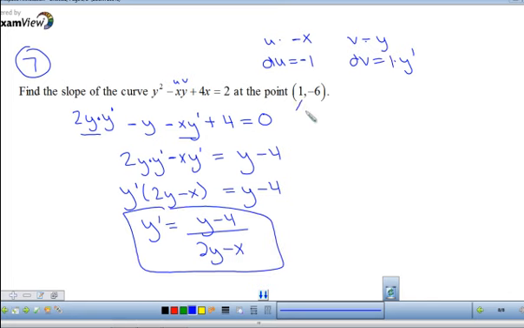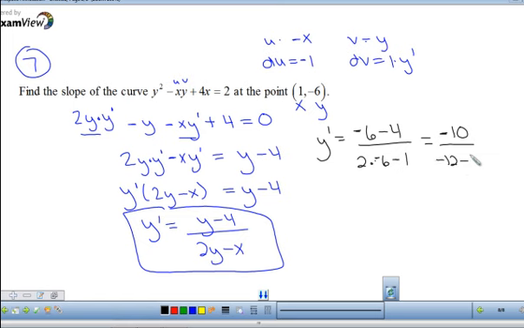So now I'm going to substitute x and y. So y prime is going to be negative 6 minus 4 over 2 times negative 6 minus 1. So negative 10 over negative 12 minus 1. Negative 10 over negative 13. So it'll be positive 10 over 13.